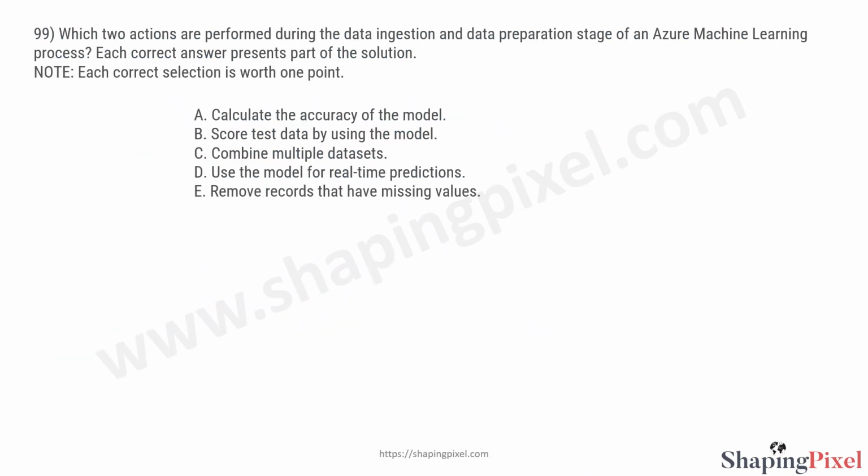So question number 99. Which two actions are performed during the data ingestion and data preparation stage of an Azure machine learning process? Each correct answer represents part of the solution. Each correct selection is worth 1 point. And we have the following five options. Option A, calculate the accuracy of the model. Option B, score test data by using the model. Option C, combine multiple datasets. Option D, use the model for real-time predictions. And option E, remove records that have missing values. So the right answer here is option C and option E.